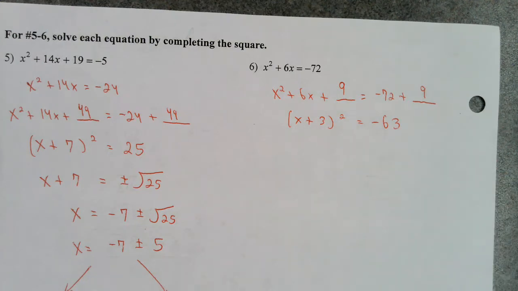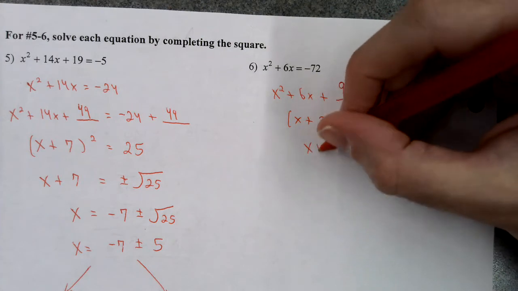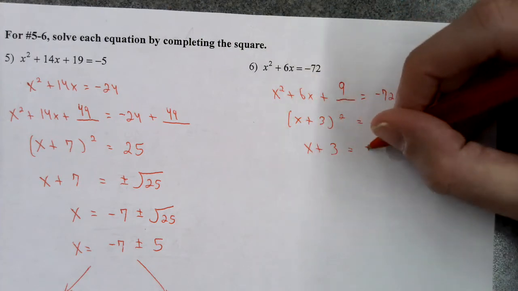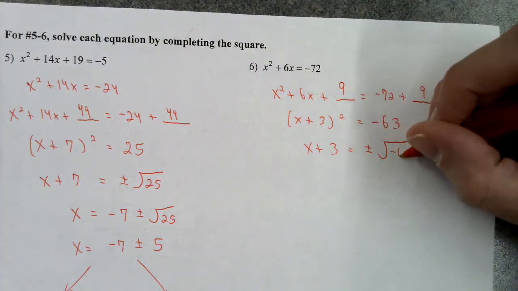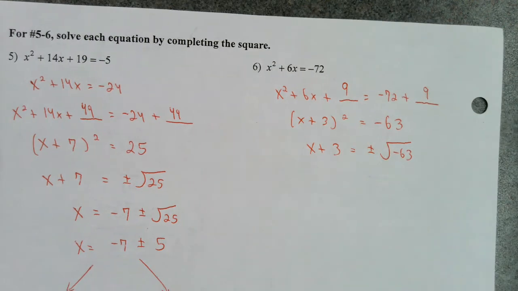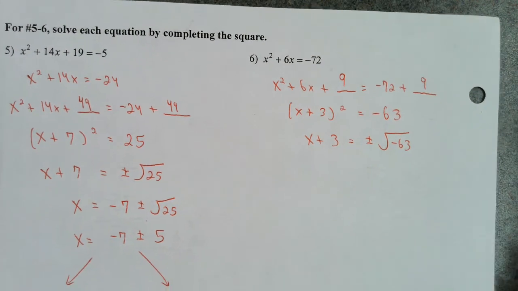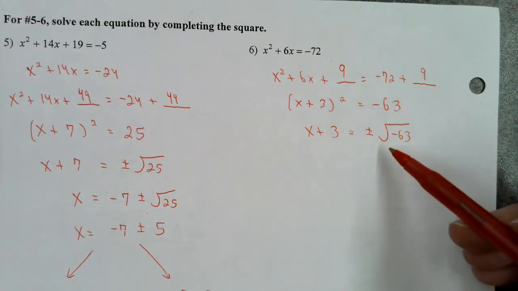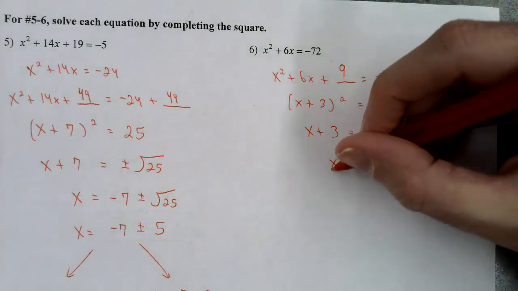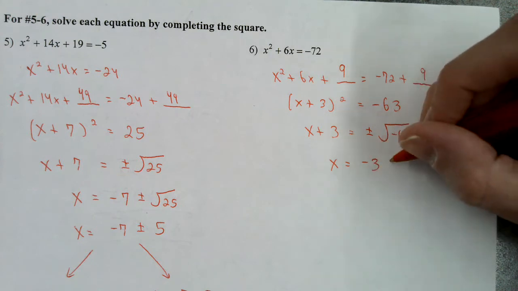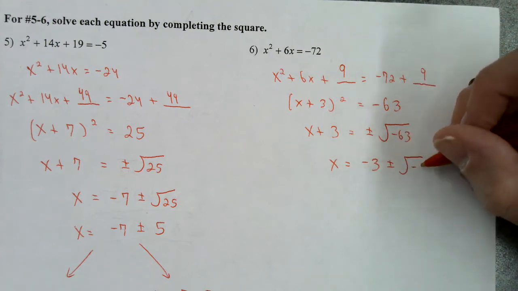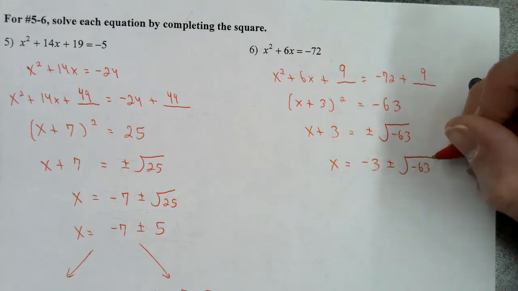Now you take the square root of each side. The square root of x plus 3 squared is just x plus 3 equals positive and negative square root of negative 63. So now what you do is you're going to subtract the 3 on each side, bring the 3 over. X equals negative 3 plus or minus square root of negative 63.